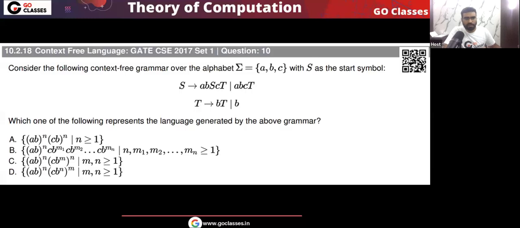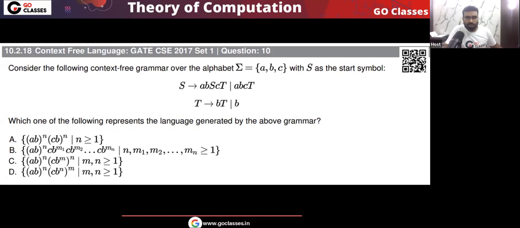Now let's move on. Let's solve this GATE 2017 question. And this is a very beautiful question. Many students can make silly mistakes in this question. So consider the following context-free grammar. This grammar is given to us on the alphabet a, b, c. S is the start variable. Which of the following represents the language generated by the above grammar?